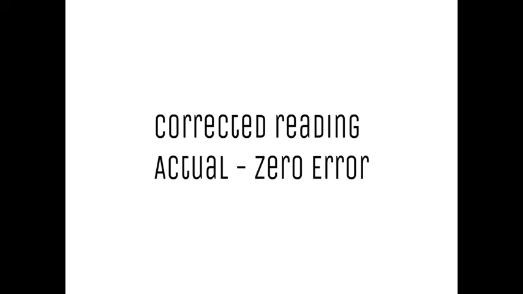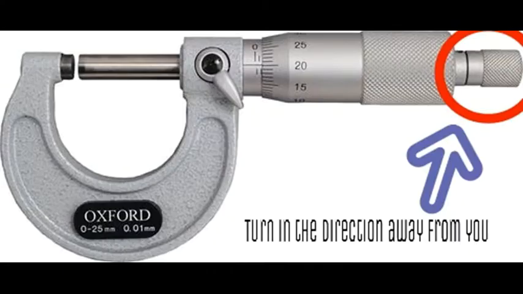For example, if the reading on the micrometer shows 31.4 mm, but there is a negative 0.3 mm zero error, the answer will be 31.4 mm minus negative 0.3 mm, so the corrected reading is 31.7 mm.